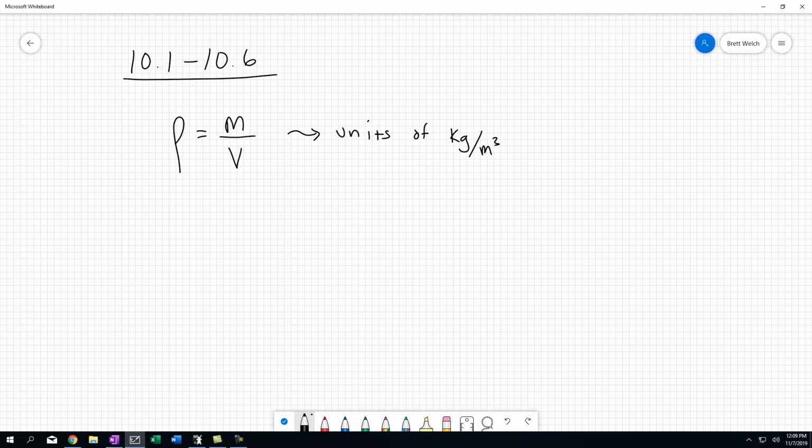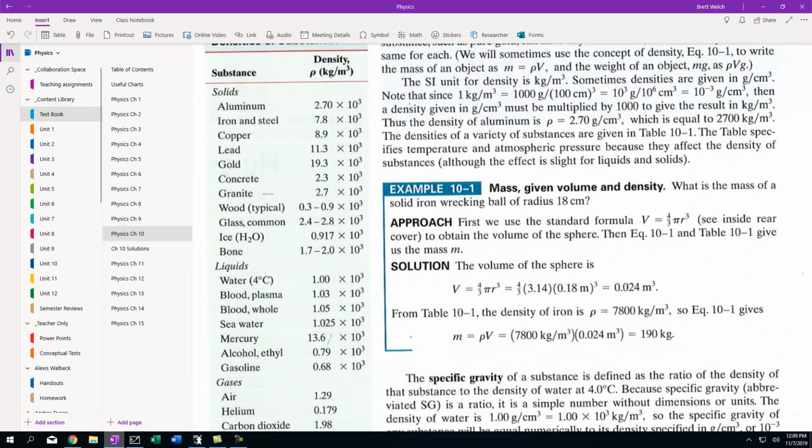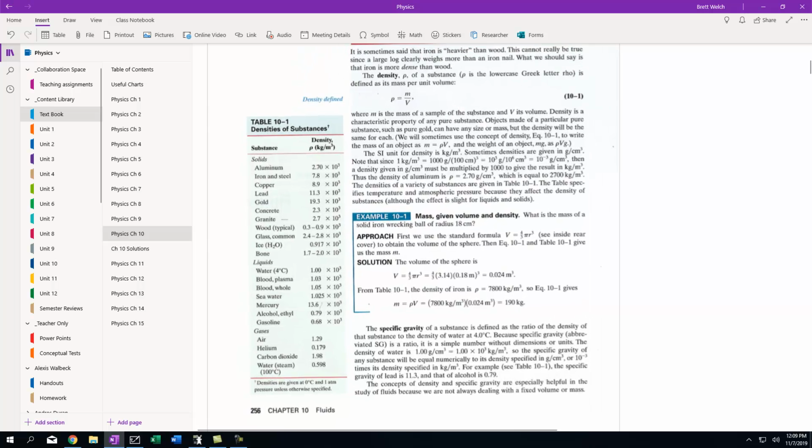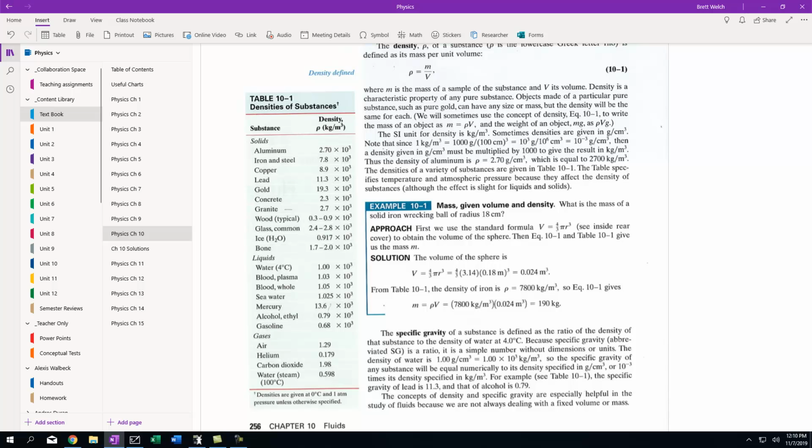Now that information is in OneNote. It is in the text on page 256 of the textbook itself. You see right here, page 256, we actually have our table of different densities of different substances that we are going to commonly use for answering questions. So that's there as a resource if you need to go and look.